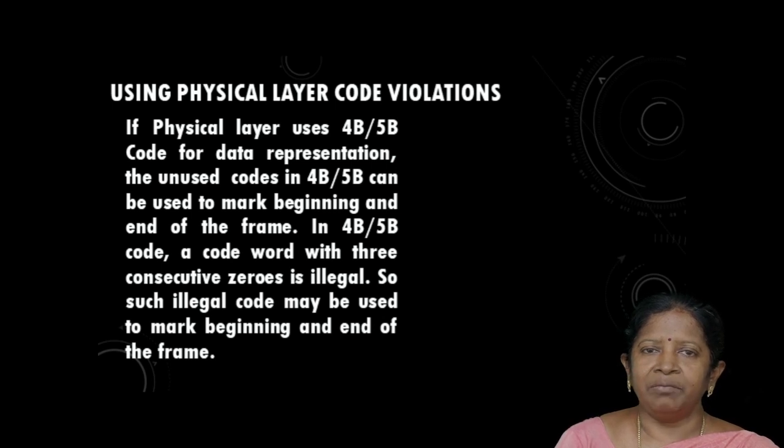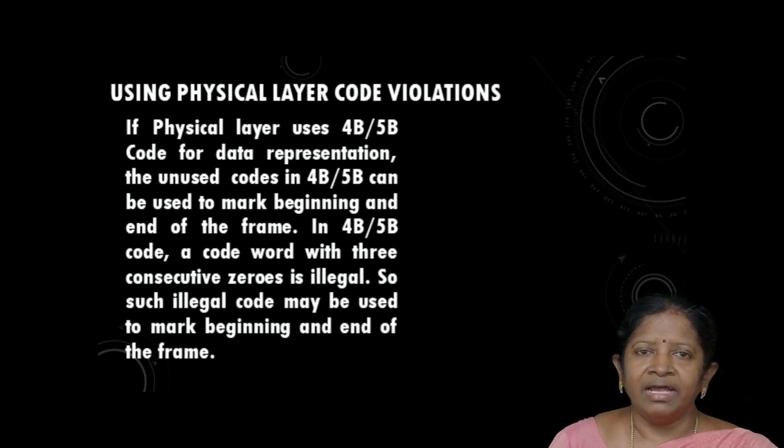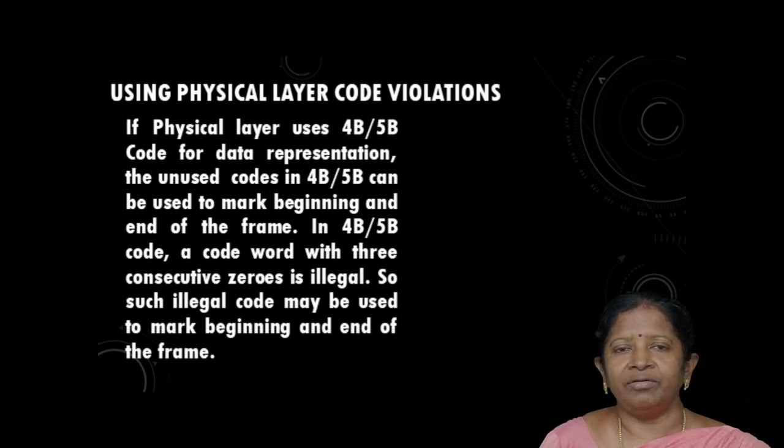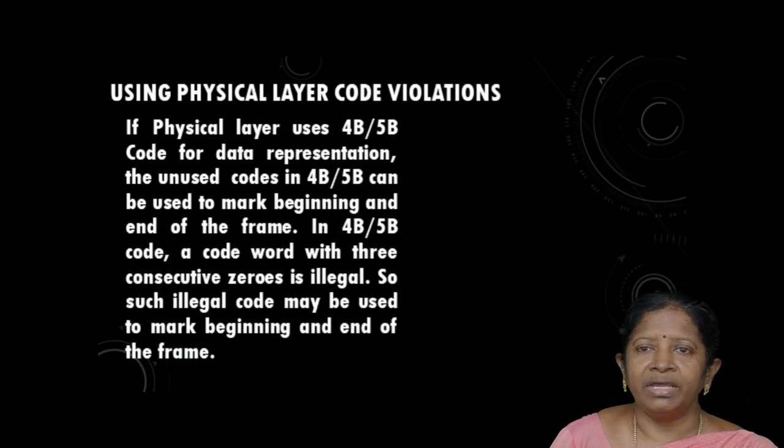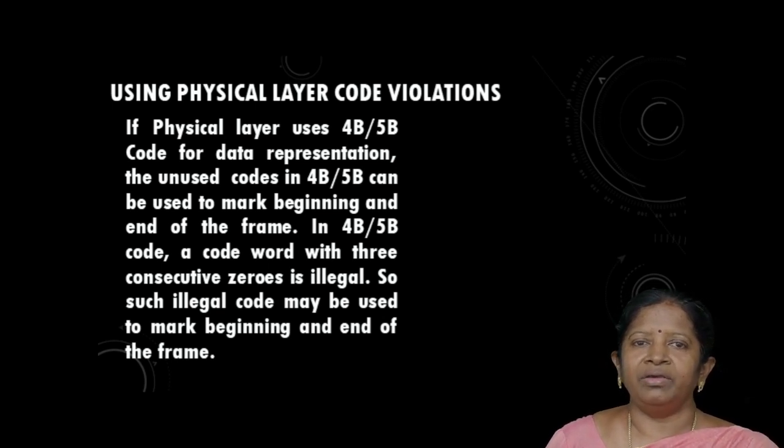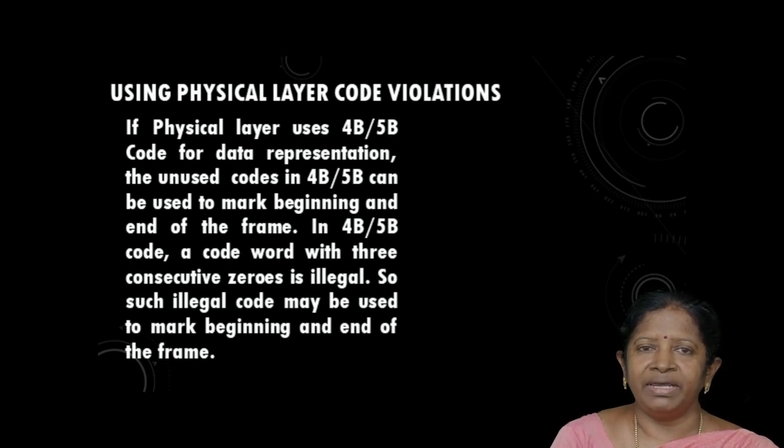This code may be used for preparing the bit stream. If that is the case, the 4B/5B code will not allow 3 consecutive zeros. So in the data, if you have 3 consecutive zeros, then that may be used to mark the beginning and the end of the frame. Say, if 3 consecutive zeros are appearing in a number, that number may be used for representing the beginning byte and the ending byte.